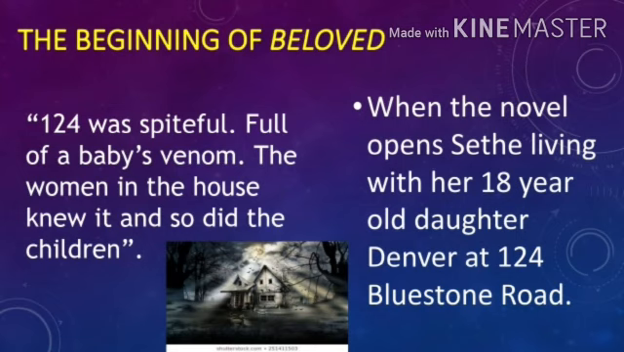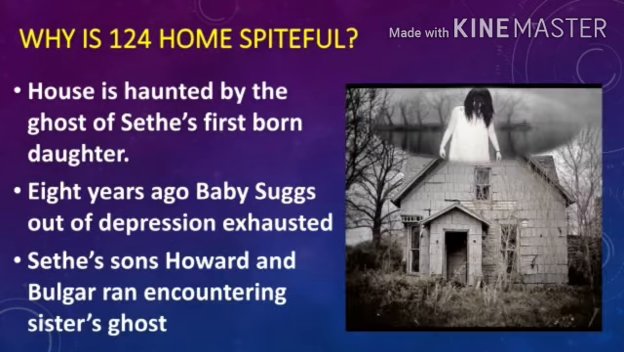When the novel opens, the protagonist Sethe, a formerly enslaved woman, has been living with her 18-year-old daughter Denver at 124 Bluestone Road. 124 is the house number on Bluestone Road. Why is 124 spiteful or cruel? Because the house is haunted by the ghost of Sethe's firstborn baby daughter.